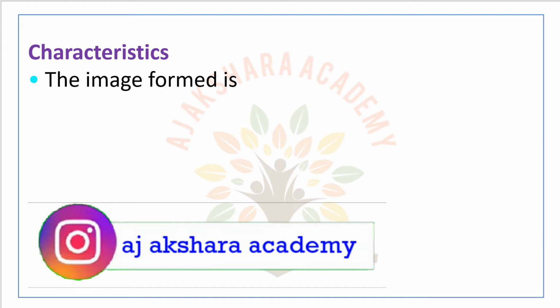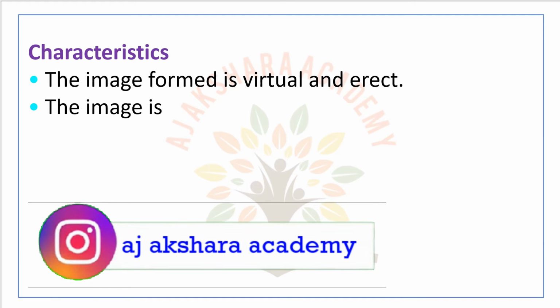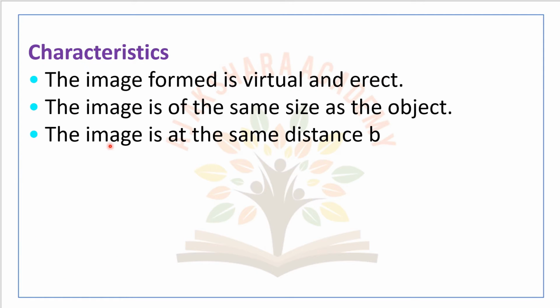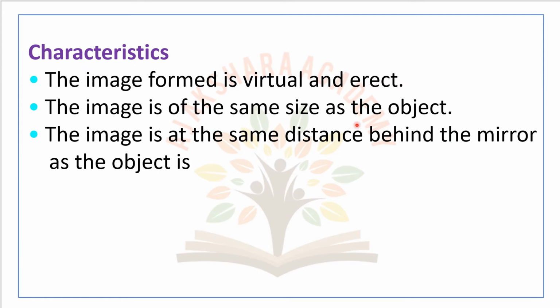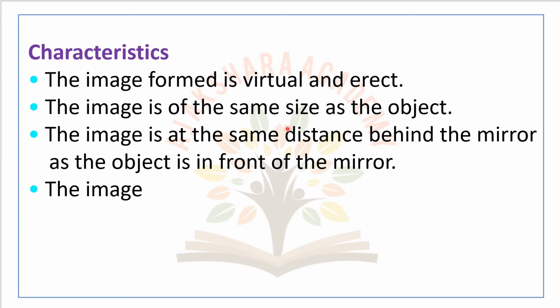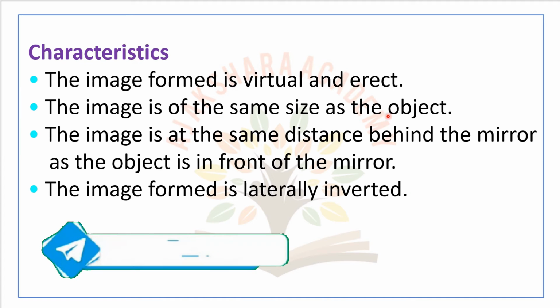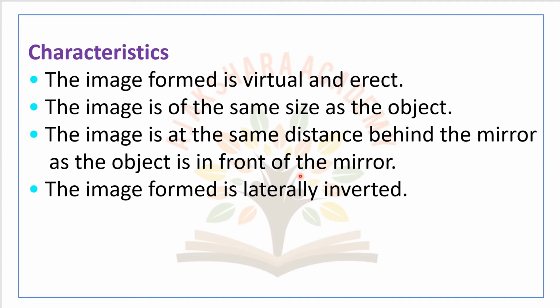Now, I will discuss the characteristics of a plane mirror. First one, the image formed is virtual and direct. The image is of the same size as the object, that is, size of the object is equal to size of the image. Next, the image is at the same distance behind the mirror as the object is in front of the mirror. So, object distance is equal to image distance.